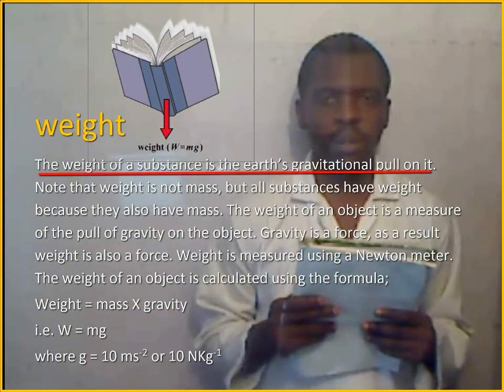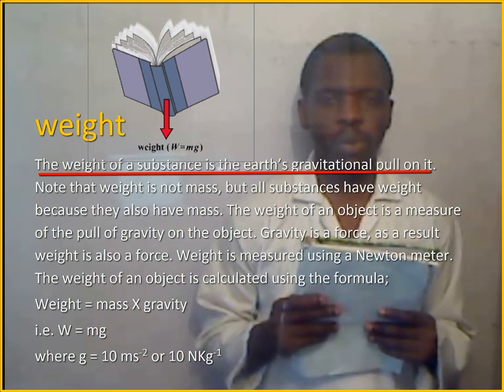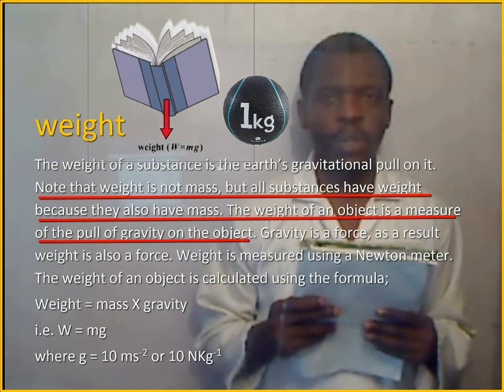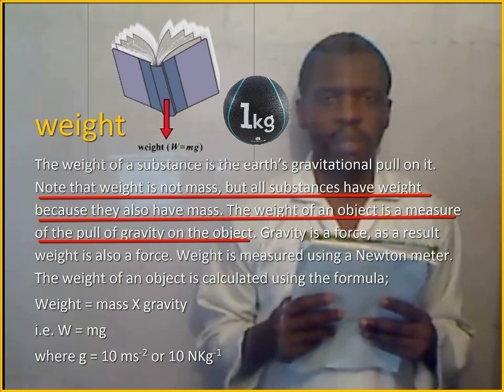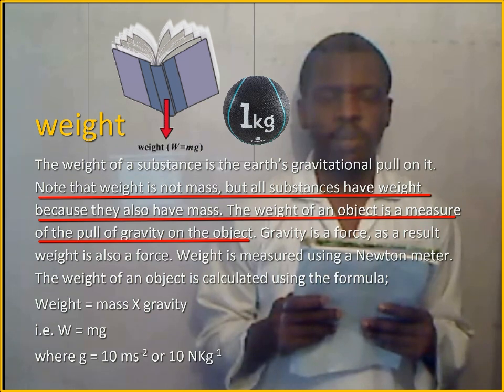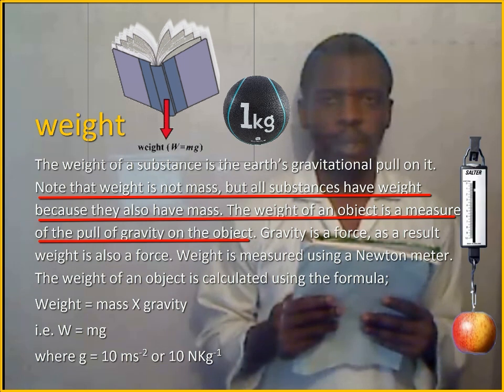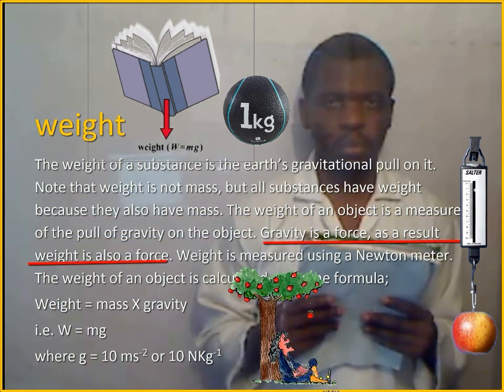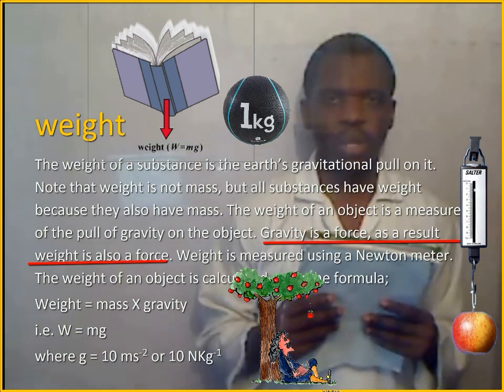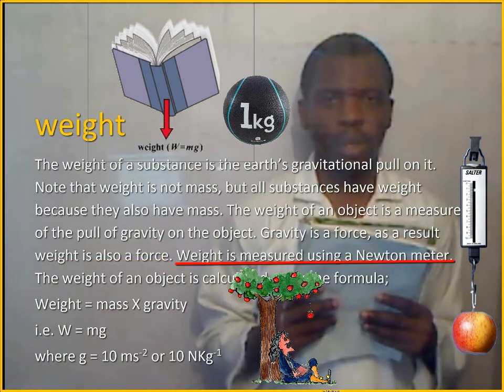Weight. The weight of a substance is the Earth's gravitational pull on it. Note that weight is not mass, but all substances have weight because they have mass. The weight of an object is a measure of the pull of gravity on that object. Gravity is a force. As a result, weight is also a force. Weight is measured using a Newton meter.